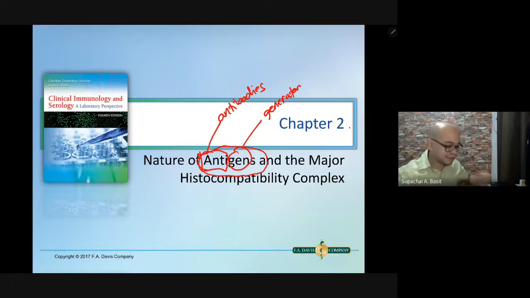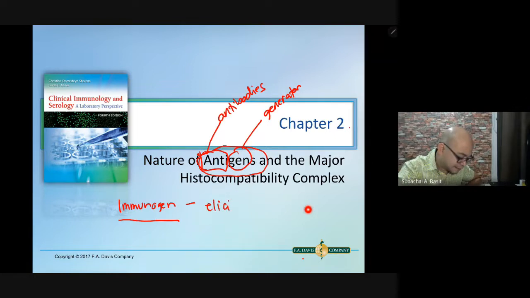Okay, so there is actually another similar term to antigen, and that is immunogen. So when you say immunogen, it is actually a type of antigen that can elicit an immune response. So if a certain antigen can elicit an immune response, then that's what you call an immunogen.